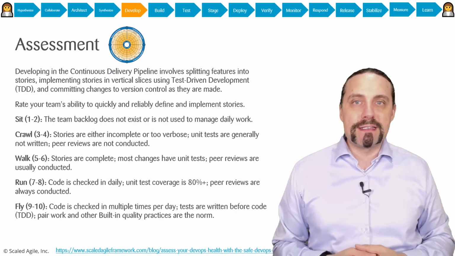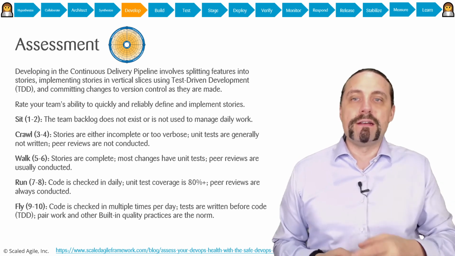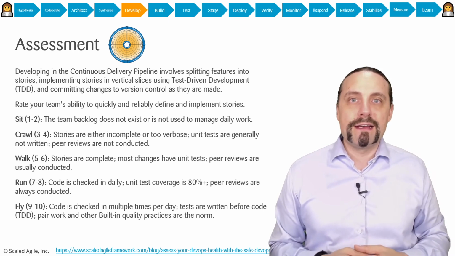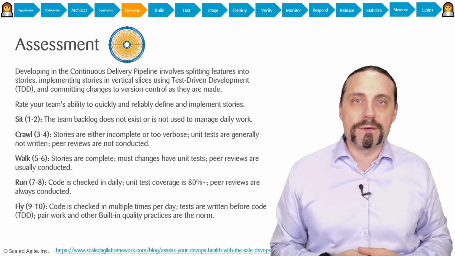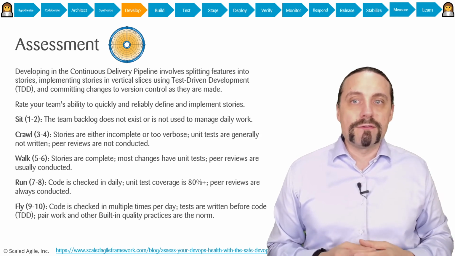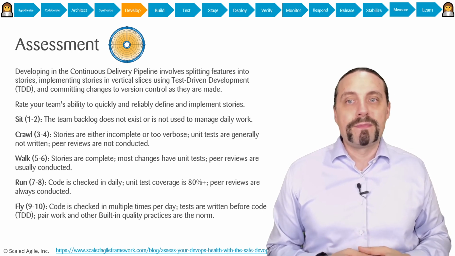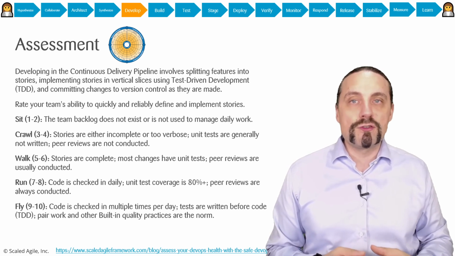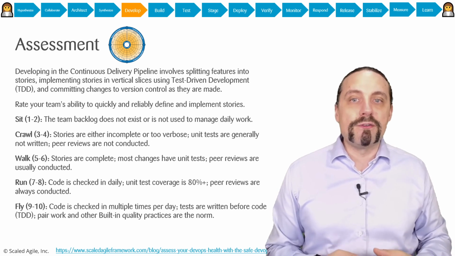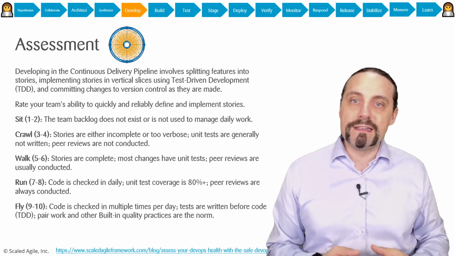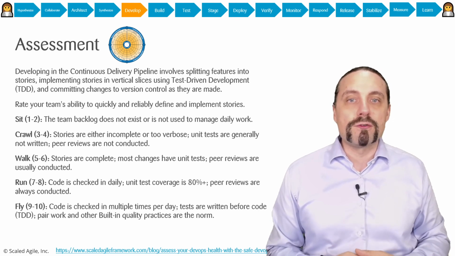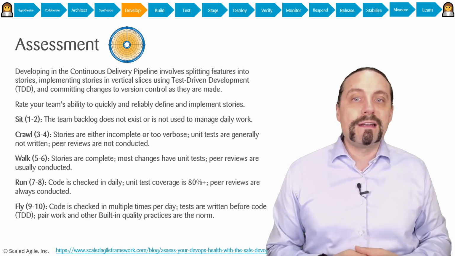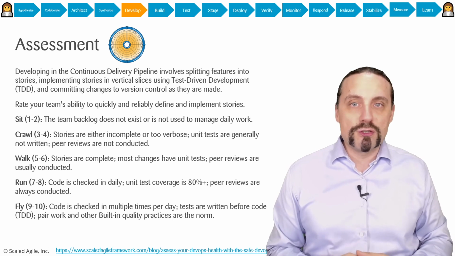SAFe provides an assessment, which you can download down here, which is in an Excel file, and with that you can assess yourself in the different activities which we have in the SAFe for DevOps Health Radar. Here we are going to assess ourselves in the develop step. So developing in the continuous delivery pipeline involves splitting features into stories, implementing stories in vertical slices using test-driven development, TDD, and committing changes to version control as they are made. So please rate now your team's ability to quickly and reliably define and implement stories.